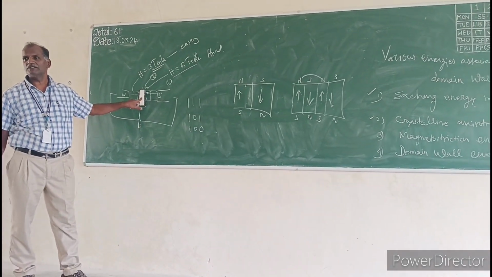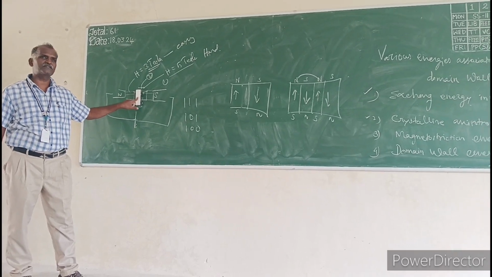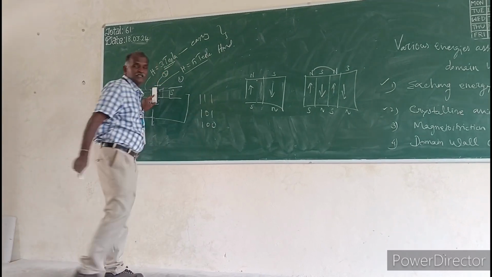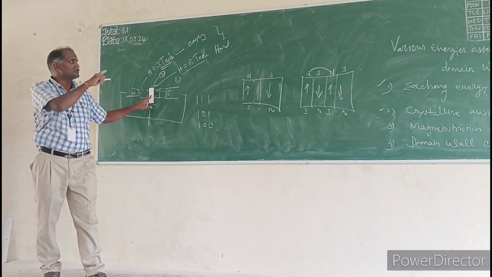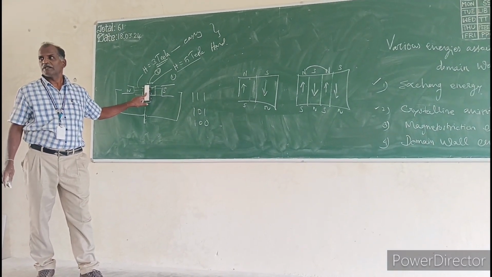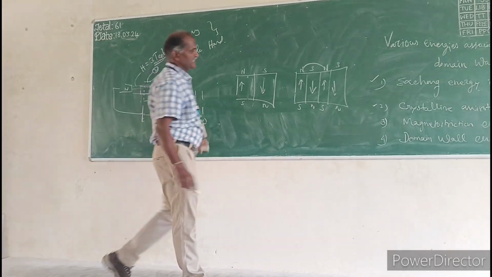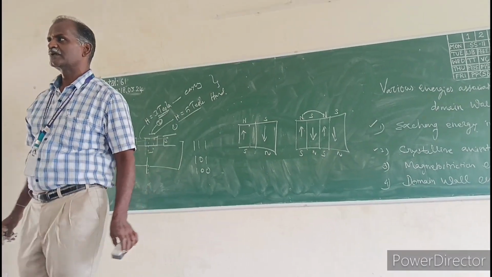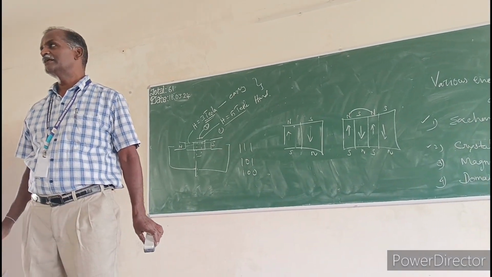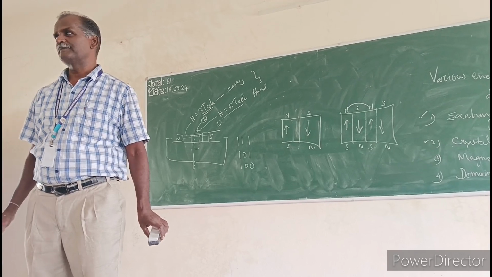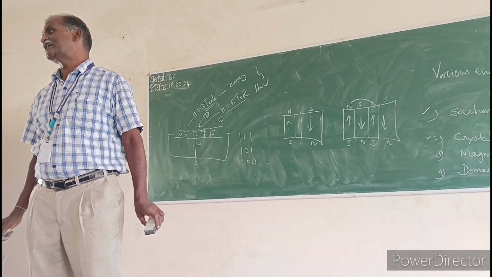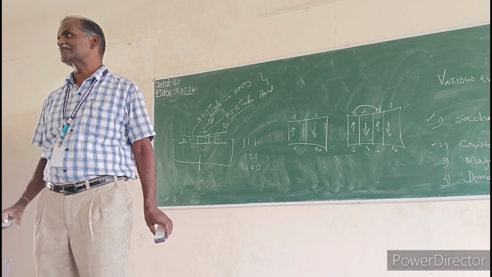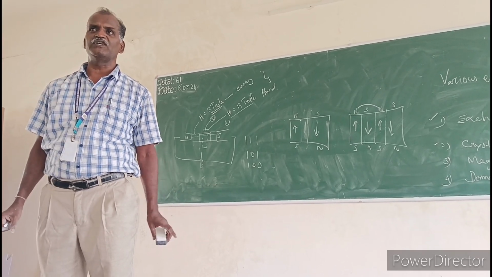Which one will you prefer? Easy direction or hard direction? Easy direction. How much energy difference is between these two? That is called crystal anisotropic energy. The difference in energy between the hard and easy direction is called crystal anisotropic energy.